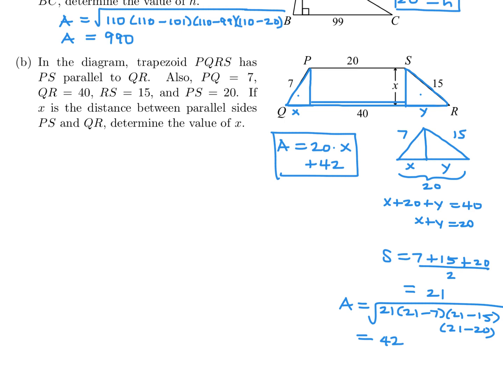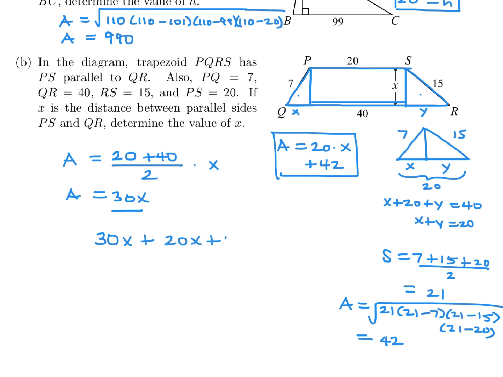Now, this is a trapezoid, so the area of a trapezoid, using those numbers, would be 20 plus 40 all over 2 times x, using the trapezoid area formula. So that's going to be 30x. So there we go. Area is 30x. Area is 20x plus 42. Let's set them equal to each other. So 30x equals 20x plus 42. And that means 10x is equal to 42. And therefore x is 4.2.